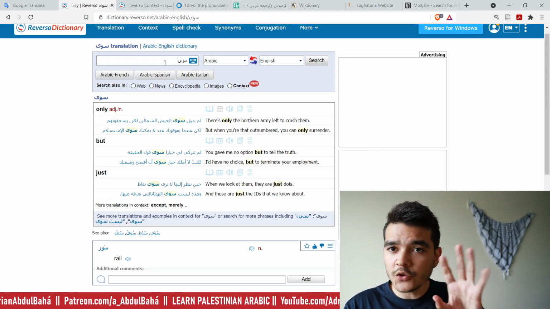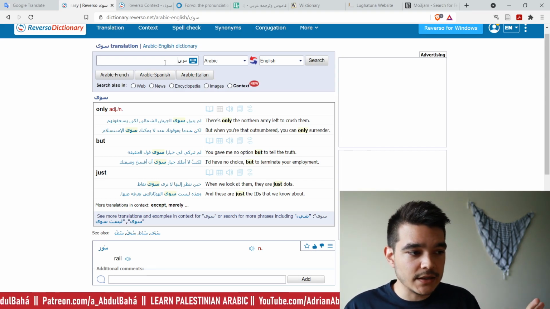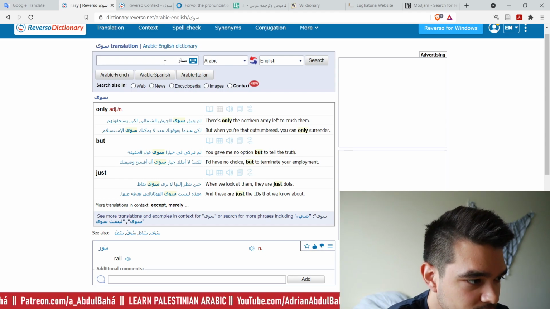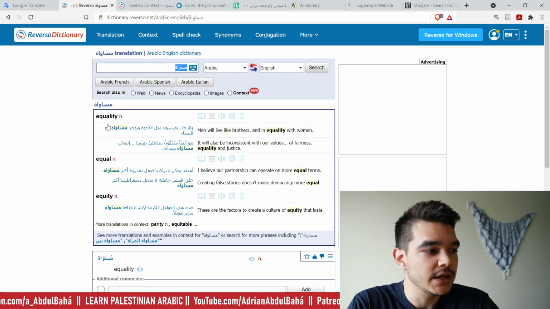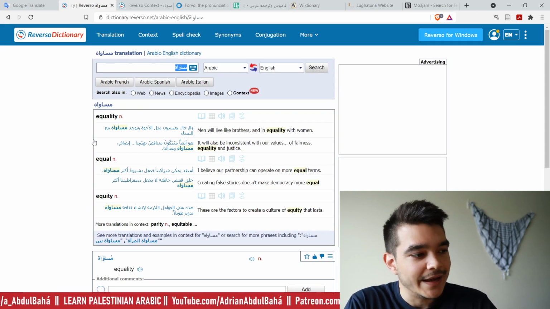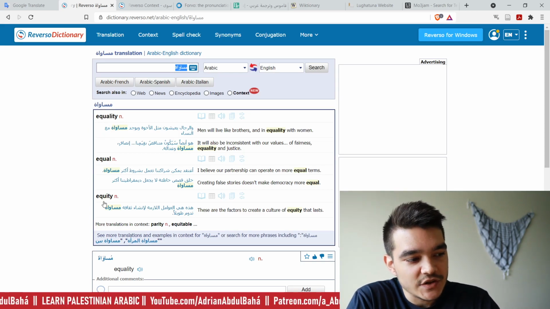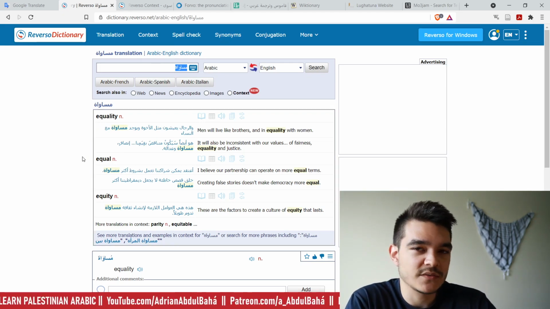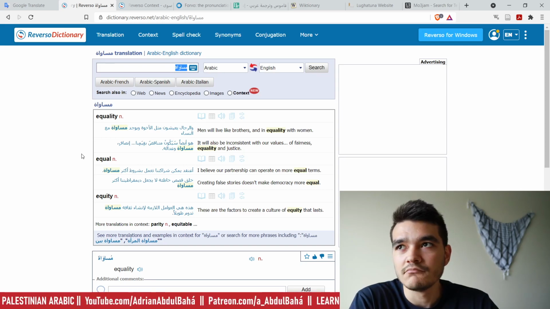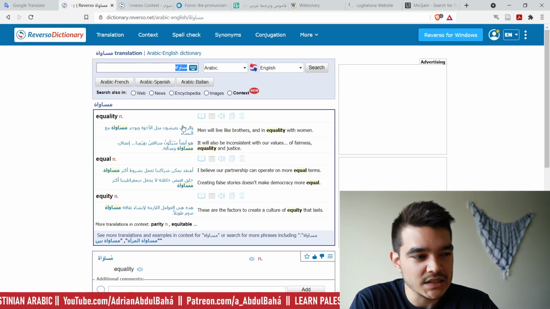Now, okay, it failed with sawa, but let's see what happens if I write musawa. I mean, you can kind of see where this is going. It's going to work perfectly. Equality, equal, equity. And again, in English, these are different words, but they're synonyms, right? And the only difference is just how they're used in English.